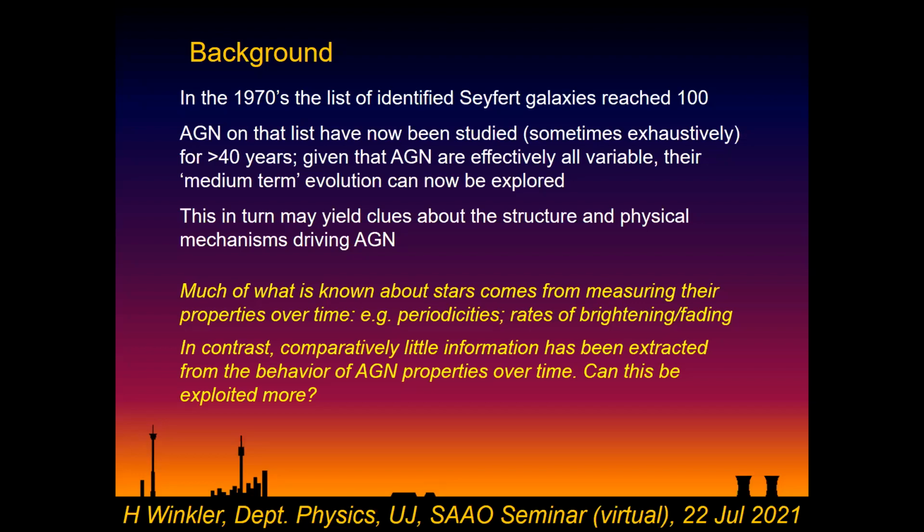But given that we now have this baseline and we know that AGN do vary, some more than others, we should now be at the point where we can hopefully in some way exploit the fact that these variations happen. I mean, are they completely random? Or is there something underlying there which is driving it? And if so, how do we actually use that in some way or other?